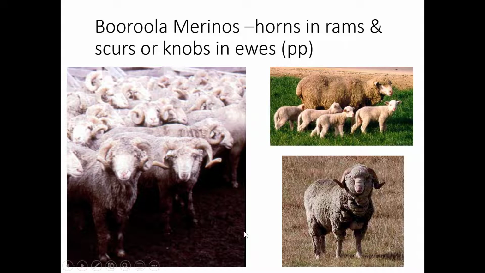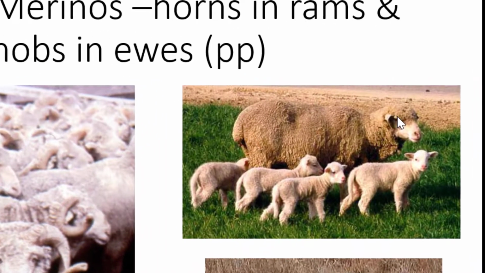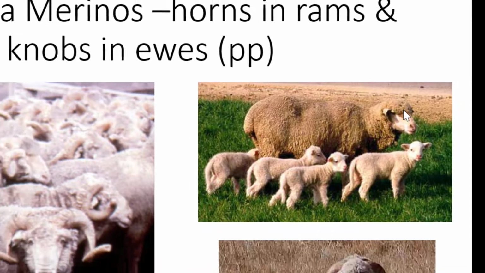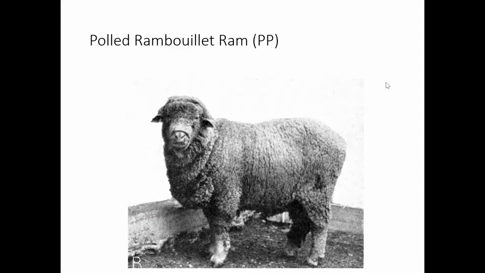Then here we have the same pictures of the rams, and it's next to our ewes. These have skers or knobs. In this one you can see right here where the wool is around either her sker or knob, but unfortunately the picture is not detailed enough to let us know whether it's a sker or a knob. And then here we have a polled Rambouillet ram.